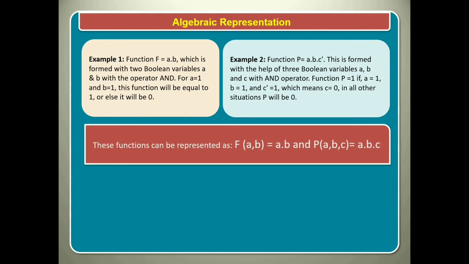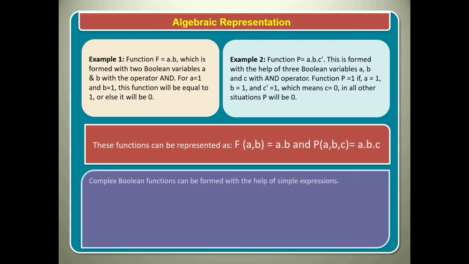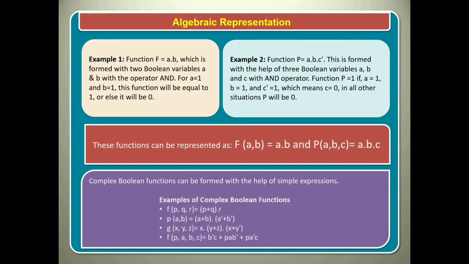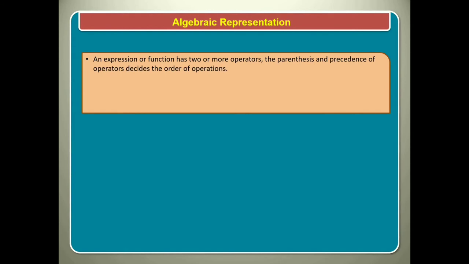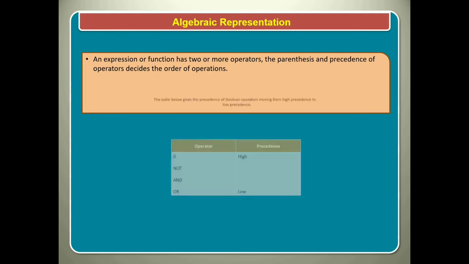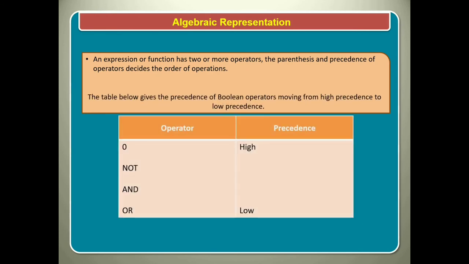So far, we have seen examples of simple Boolean functions. However, complex Boolean functions can be formed with the help of simple expressions. Take a look at some complex functions shown on the screen. When an expression or a function has two or more operators, the parentheses and precedence of operators decide the order of operations. Take a look at the table showing the precedence of Boolean operators, moving from high precedence to low precedence.